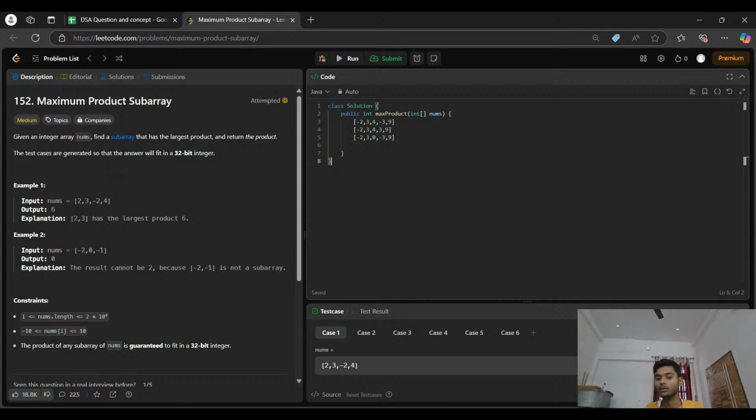Because 9 into 3 gives 18, minus 18 is not the answer. 9 is bigger than minus 18. So here negative numbers are even, but 0 destroys everything. If a 0 comes in the array, it totally disturbs my whole product system. In a sum, 0 does not affect anything, but in a product it affects a lot because it makes everything 0.